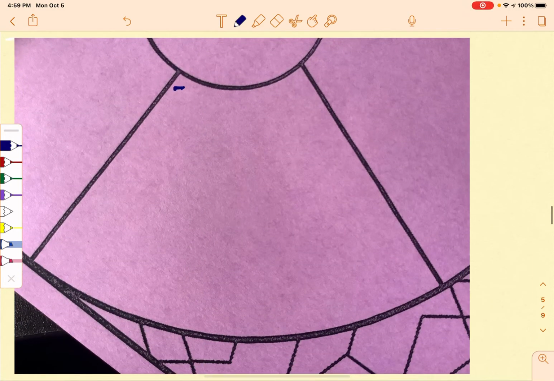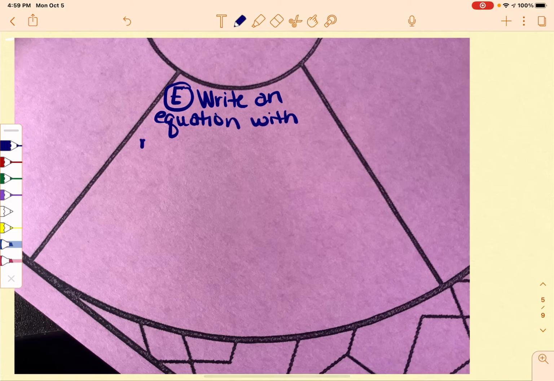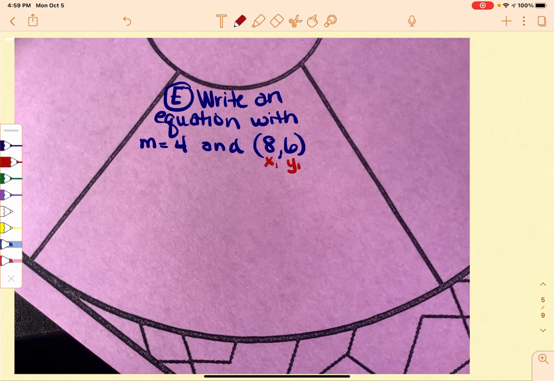Okay, so let me give you one. Usually what they'll say is they'll just say write an equation with a slope of 4 and the point (8, 6). So if I were to look at that, this would be x sub 1 and that would be y sub 1. Because it's the x and the y in the point they've given you.